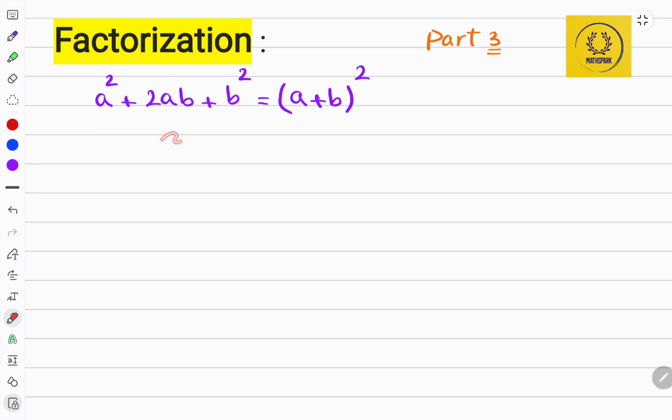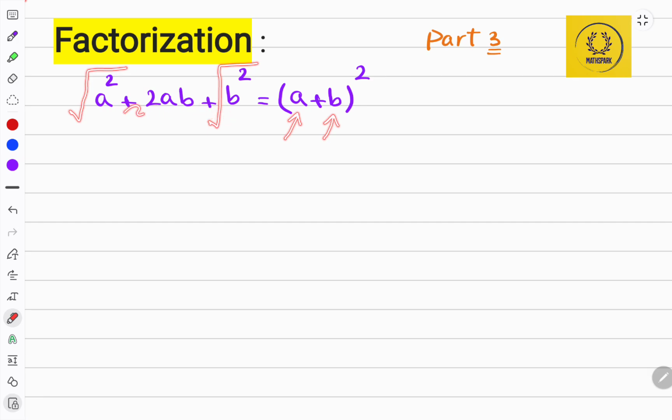In fact, in this perfect square trinomial, we have three terms. The first and the last terms are perfect squares, and the middle term is twice the product of the square roots of the first and last terms. When we want to write the right side of this form, for finding a, you just need to find the square root of the first term. In order to find b, find the square root of the last term.